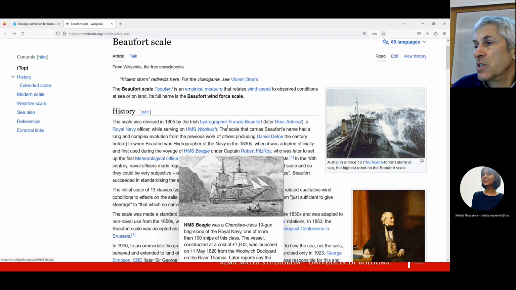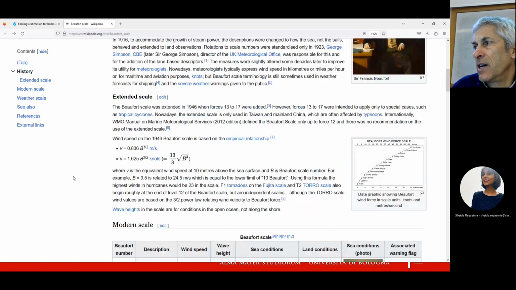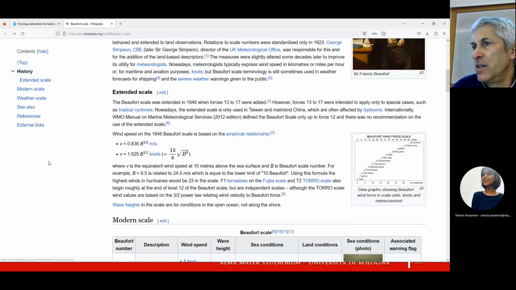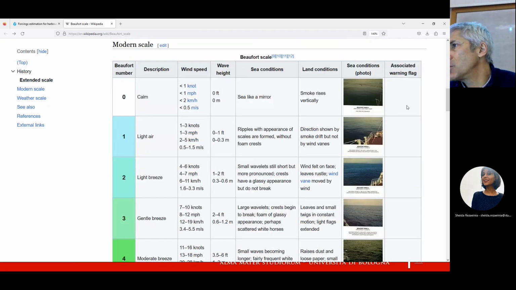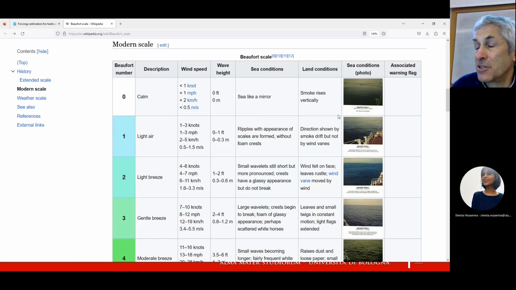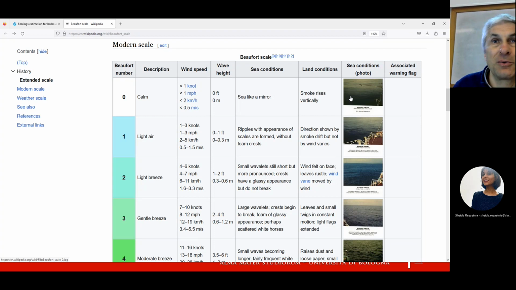And so this describes the scale, the history, and the picture. You see, this is interesting. This is the reason why I said it's interesting. You see different sea conditions with different wind intensity. It is very nice because what I really recommend to you is to get a perception of this phenomenon, to look at them. So it is interesting.